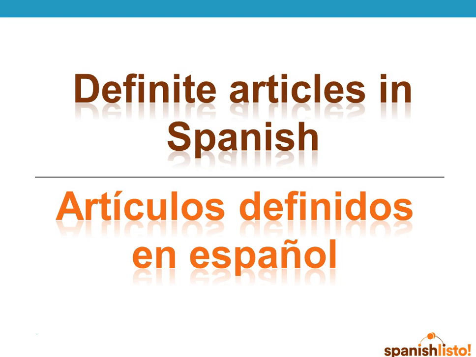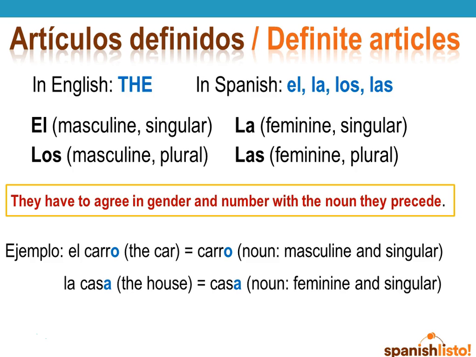Articles are divided into definite article and indefinite article. In today's lesson, we are going to describe and explain what the definite article is. The definite article in English is the word "the". In Spanish, we have four forms of the same word: el, la, los, and las.